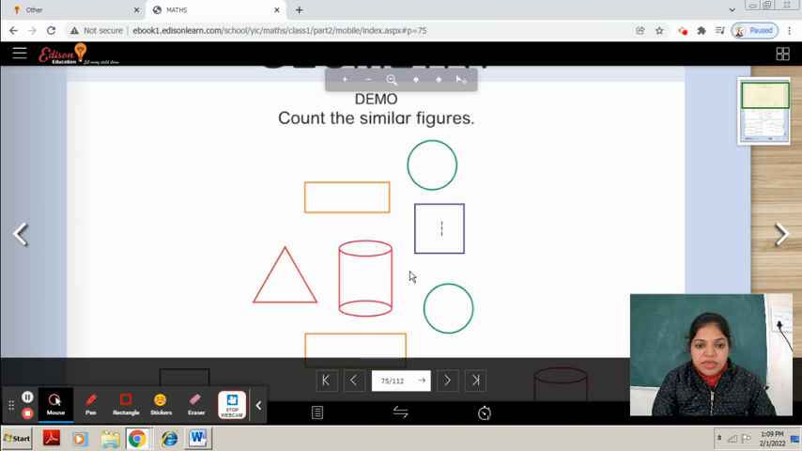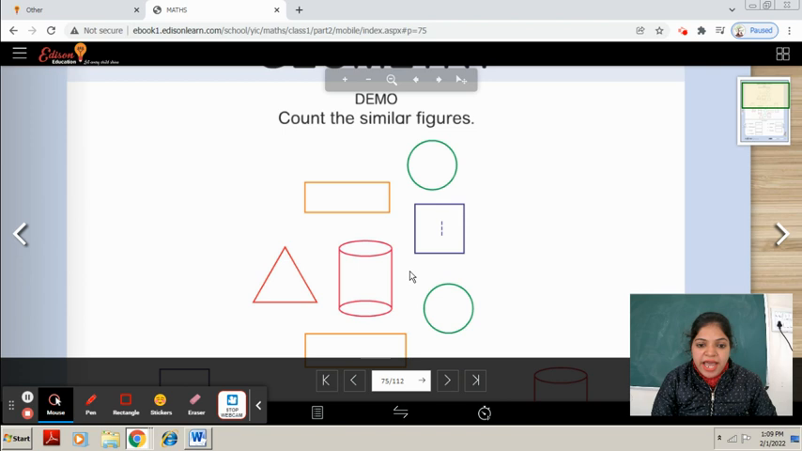You can see there are different shapes, right? And you have to count the similar figures, or you can say shapes. You have to count the similar shapes and write it down in the box. So shall we start? Okay.